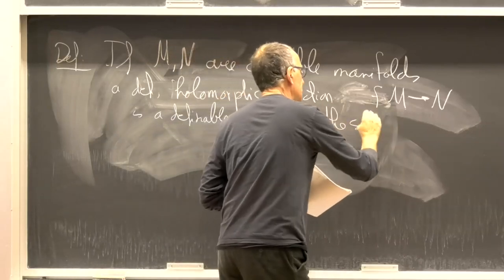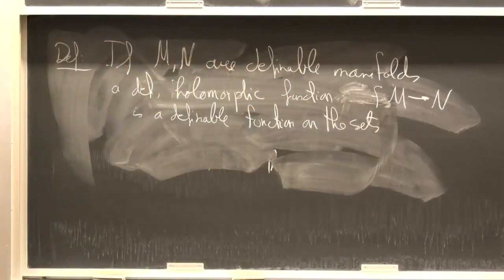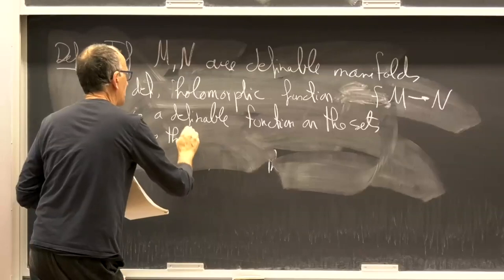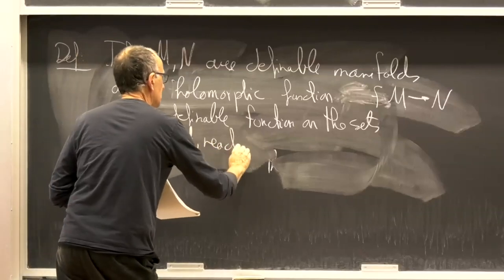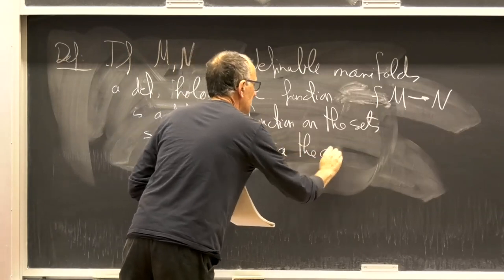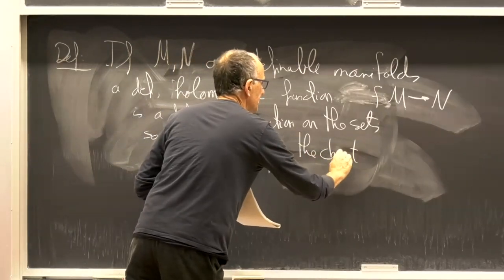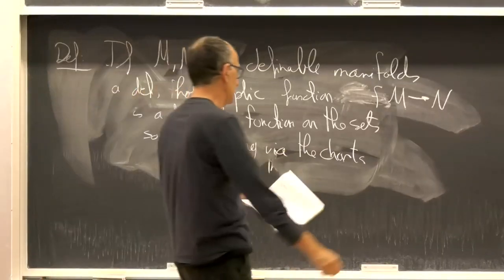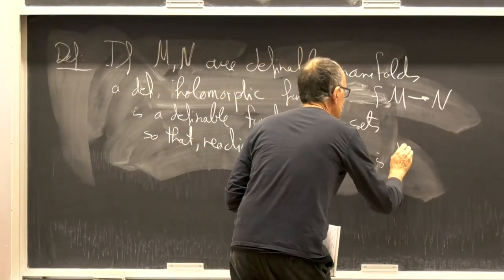So I just remind you what it means to be holomorphic on a manifold: when it's read through the charts, it's holomorphic. So that reading via the charts, on each chart, now it becomes a map from an open subset of C^n to an open subset of C^k, is defined, and is holomorphic.